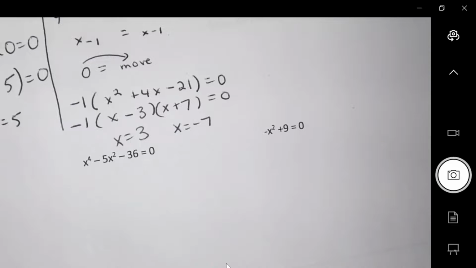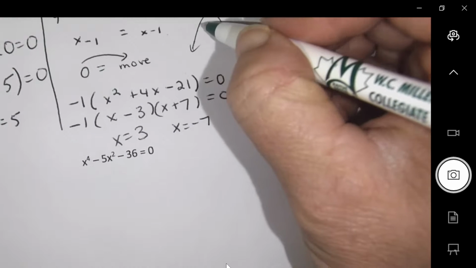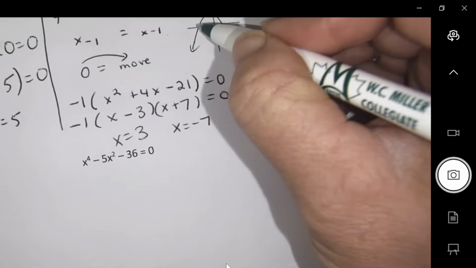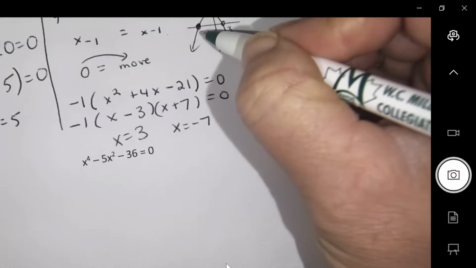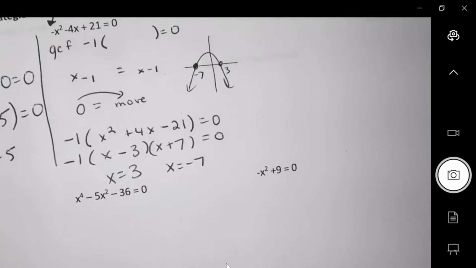Okay? And again, that -1 isn't involved in our solving process. It's not changing our numbers. It's just changing that I have a parabola heading downward. But it's not changing the fact where I'm crossing. It's not changing the numbers where I'm crossing. It's just changing the direction of my parabola. That's all that was doing.